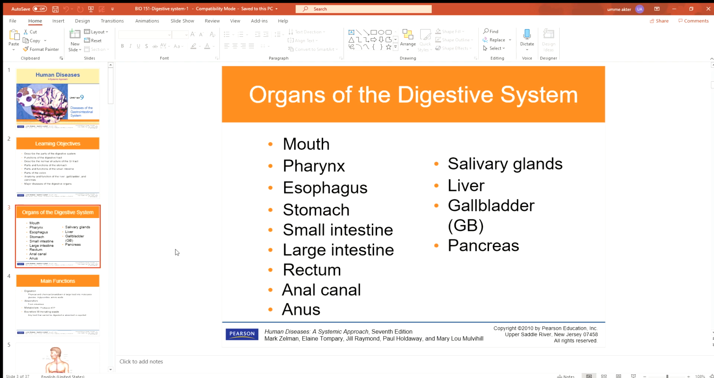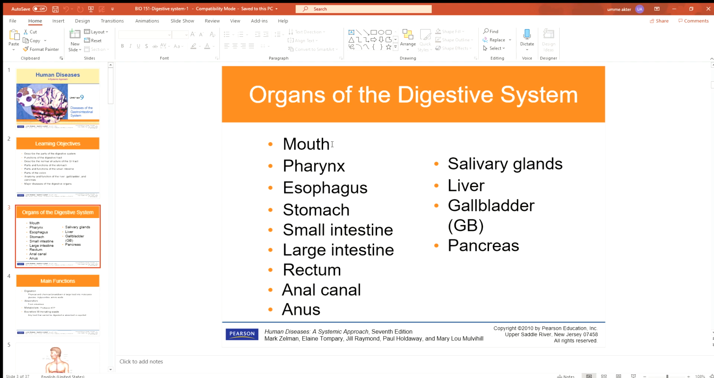So first, the parts of the digestive system are divided into two parts. One part is called the gastrointestinal tract or GI tract. And the GI tract is a long tube from the mouth to the anus. At different locations this tube is narrow, and at other locations it gets wider or expanded. So let's see the parts of that long tube, which is called the GI tract.